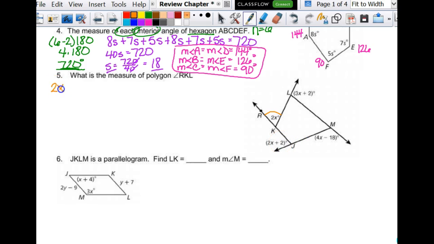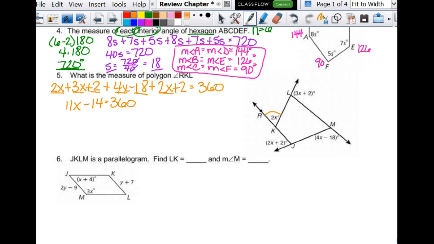So I can add 2x plus 3x plus 2 plus 4x minus 18 plus 2x plus 2 equals 360. So then to add my x's, 2x and 3x is 5x, and another 4x is 9x, and then 2x is 11x. And then I got a positive 2 and a negative 18, that'll be a negative 16, and then a positive 2, so it's going to be a negative 14 equals 360. So 11x minus 14 equals 360.